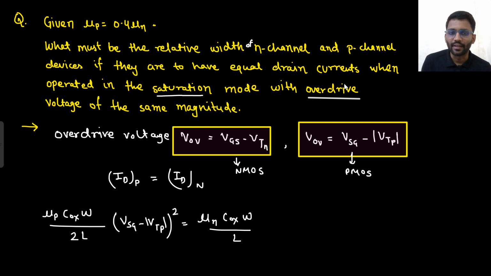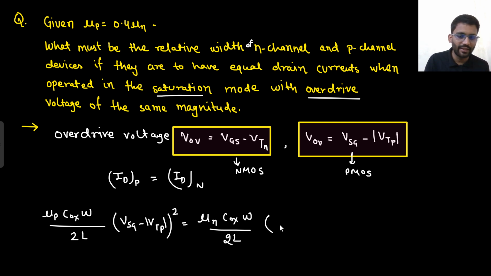Relative width, if they are having equal drain current when operated in such a manner with the same magnitude of overdrive, and even this Cox is equal. This oxide capacitance is also equal. You will consider oxide capacitance equal because there is no information given about it, so we are considering it equal only. So what will be the relation?